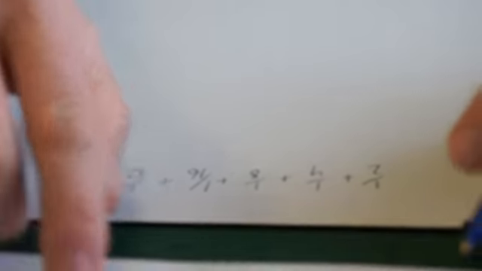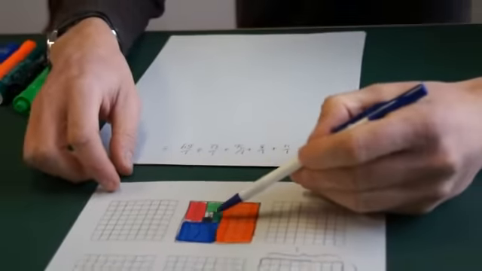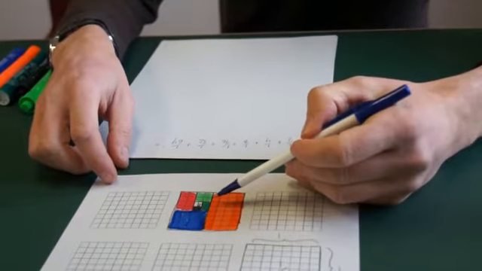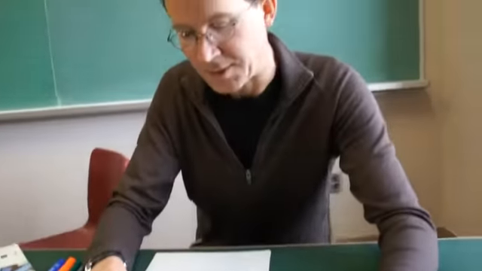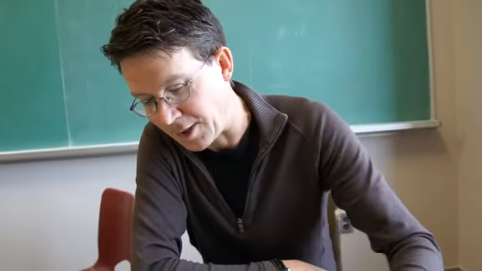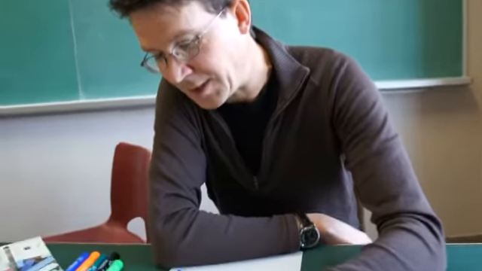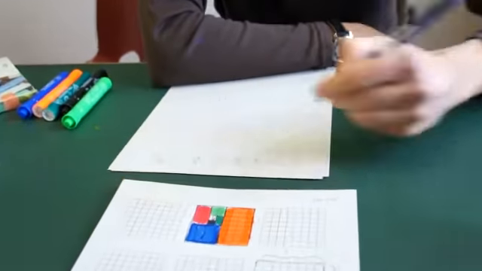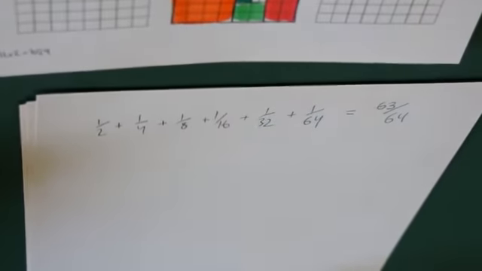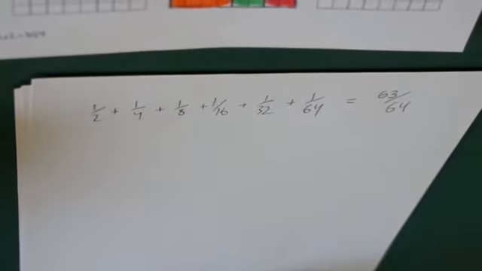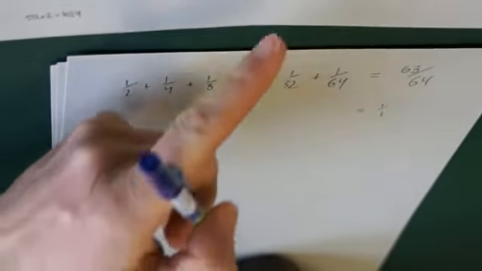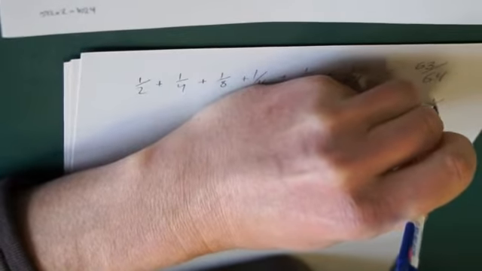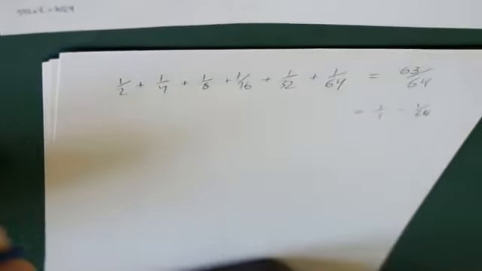So ignoring my little doodles in there, when I put the colors down, I filled all but one box. So how many boxes were there? Well, it was 8 by 8, so there were 64 boxes. I filled all but one, so I guess I filled 63 out of the 64 boxes, which is another way to put it: the whole minus one of the boxes, minus 1 over 64.